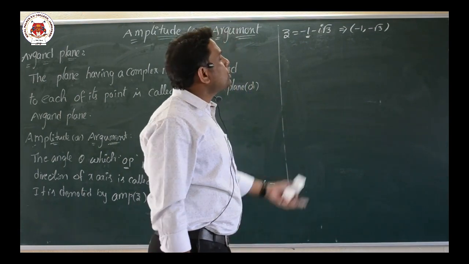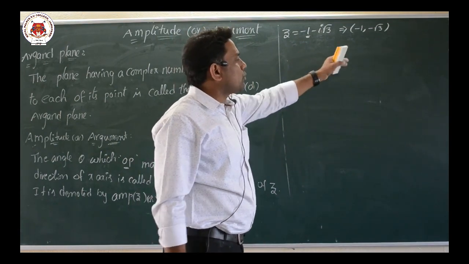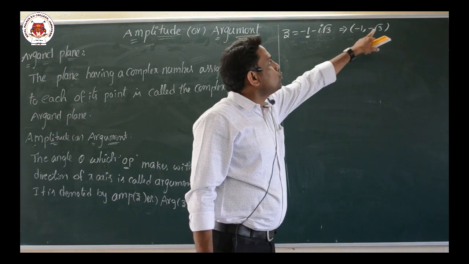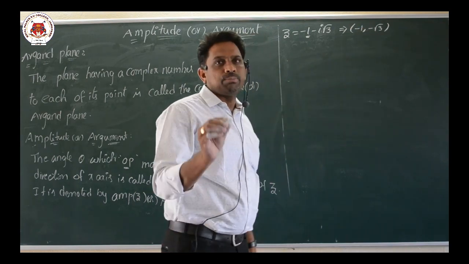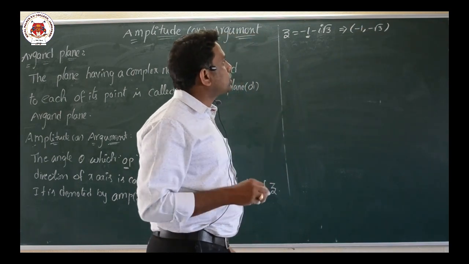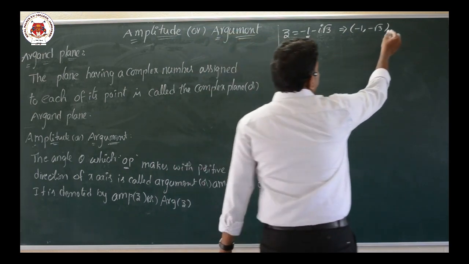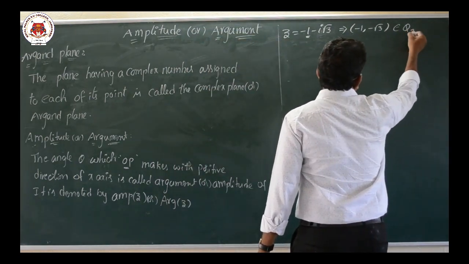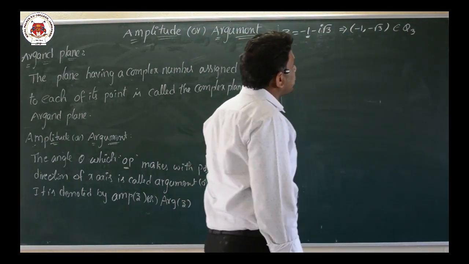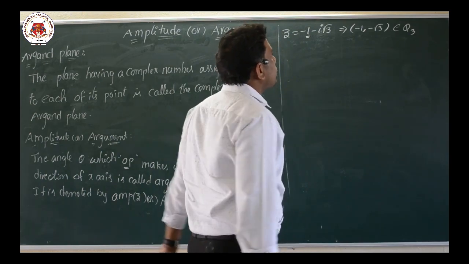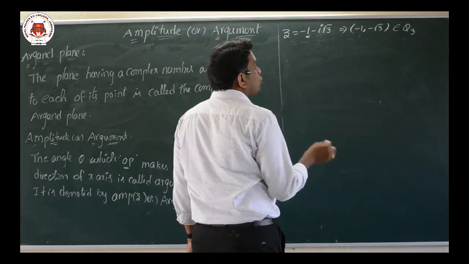We know, children, I just gave you the quadrants also. X negative, Y negative, both negative means it compulsorily belongs to the third quadrant. So this point compulsorily belongs to the third quadrant, because X is negative and Y is also negative. First of all, we have to find the theta value.